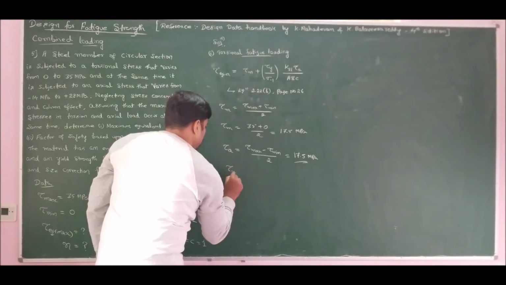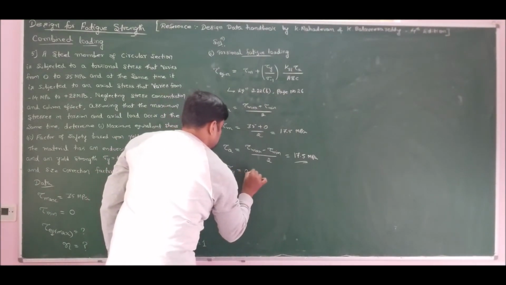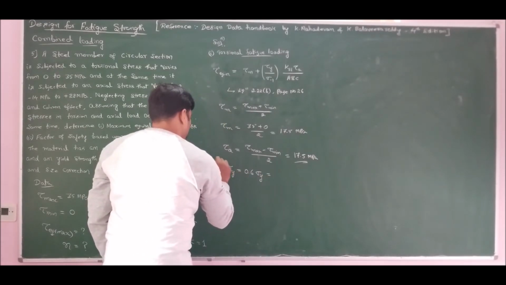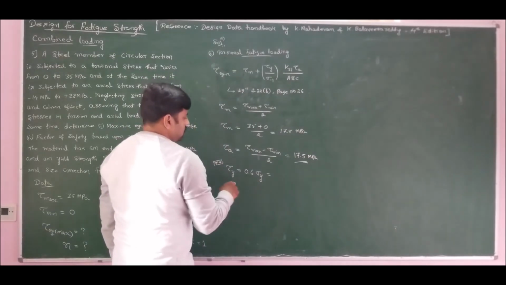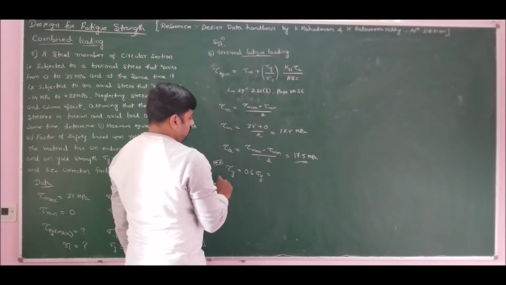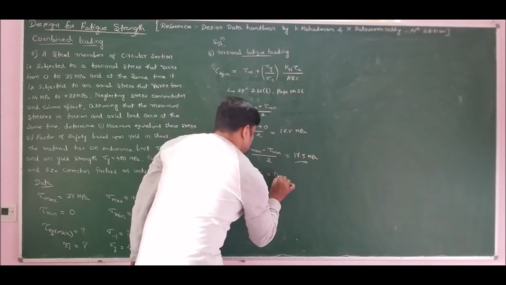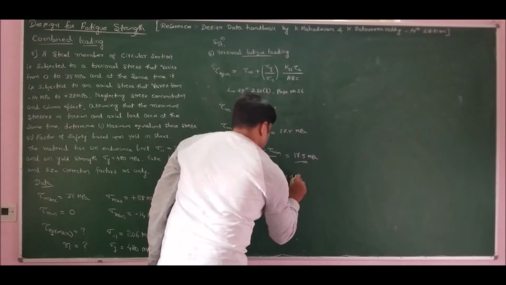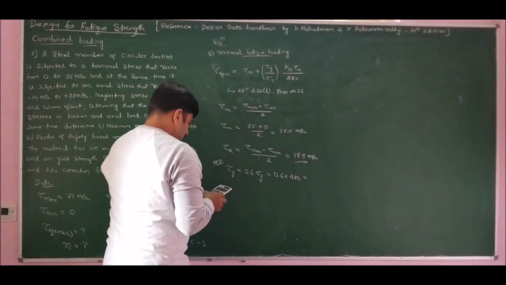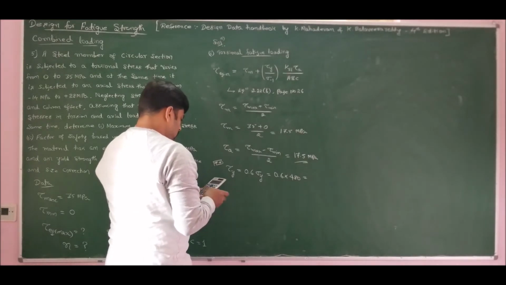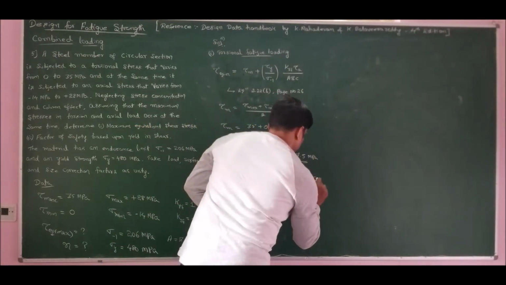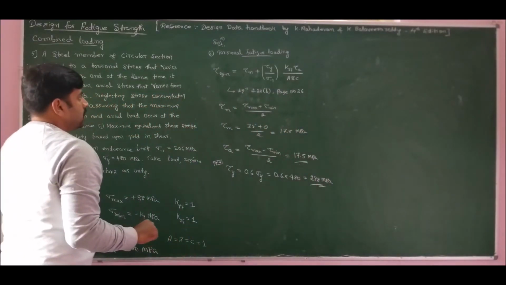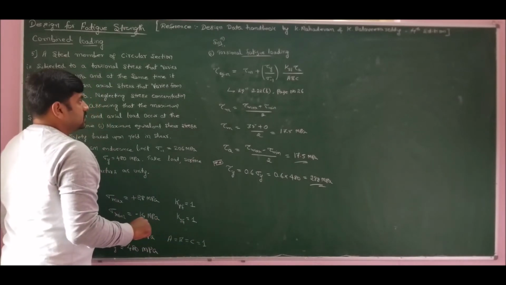As I said, very important: tau yield, if not given, is always 0.6 times sigma yield. This should be known to you, kindly make a note of it. Always, if not given, tau yield is 0.6 times sigma yield. So therefore I will get 0.6 into sigma yield, which is 480, 0.6 into 480 is equal to 288 megapascals.